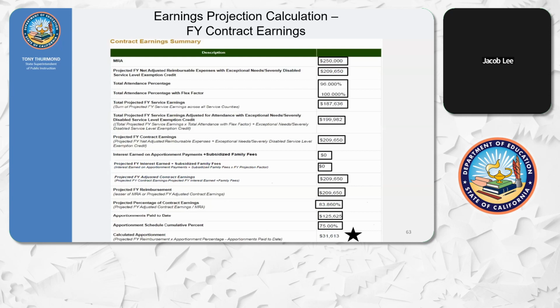And then we get to the total projected fiscal year service earnings. This is going to be the sum of projected fiscal year service earnings across all service counties, and that's going to be at $187,636. Then we get to the total projected fiscal year service earnings adjusted for attendance with the exceptional needs and severely disabled service level exemption credit added. And that's going to be $199,982.